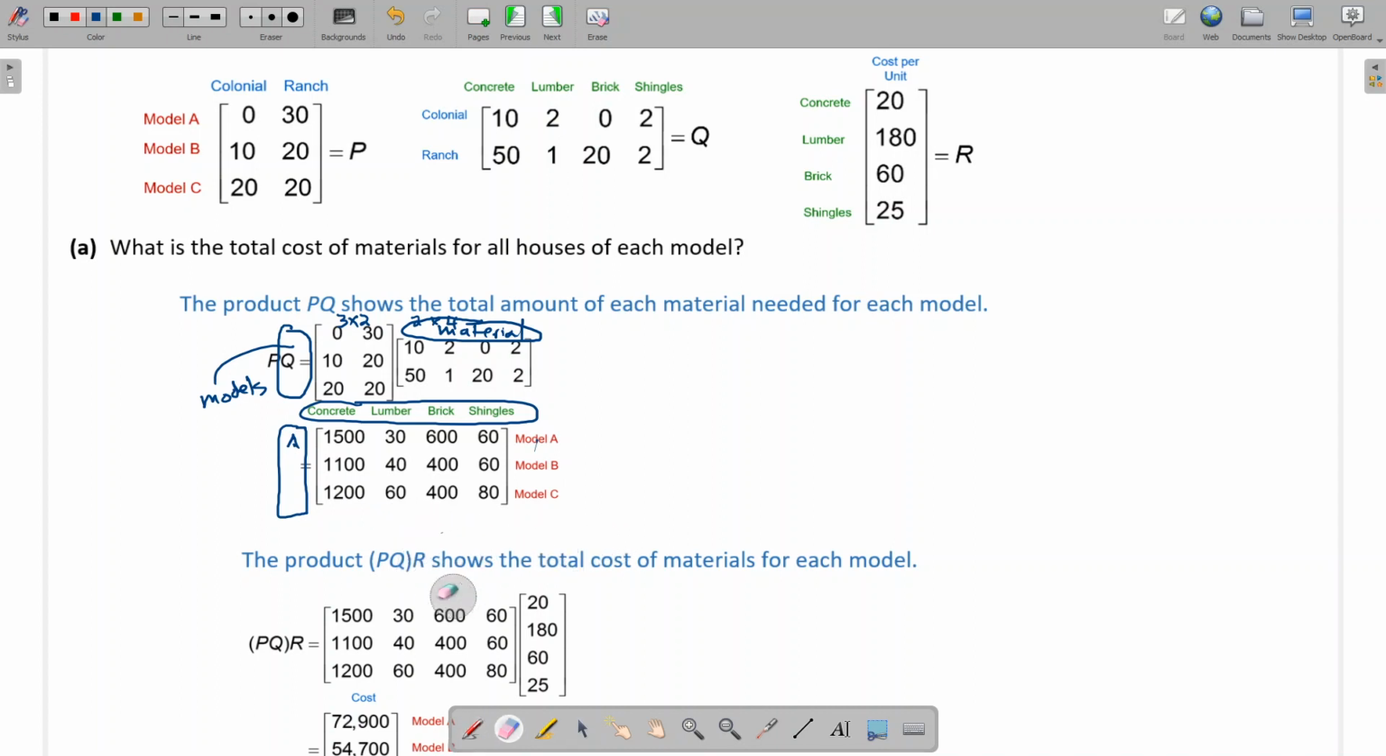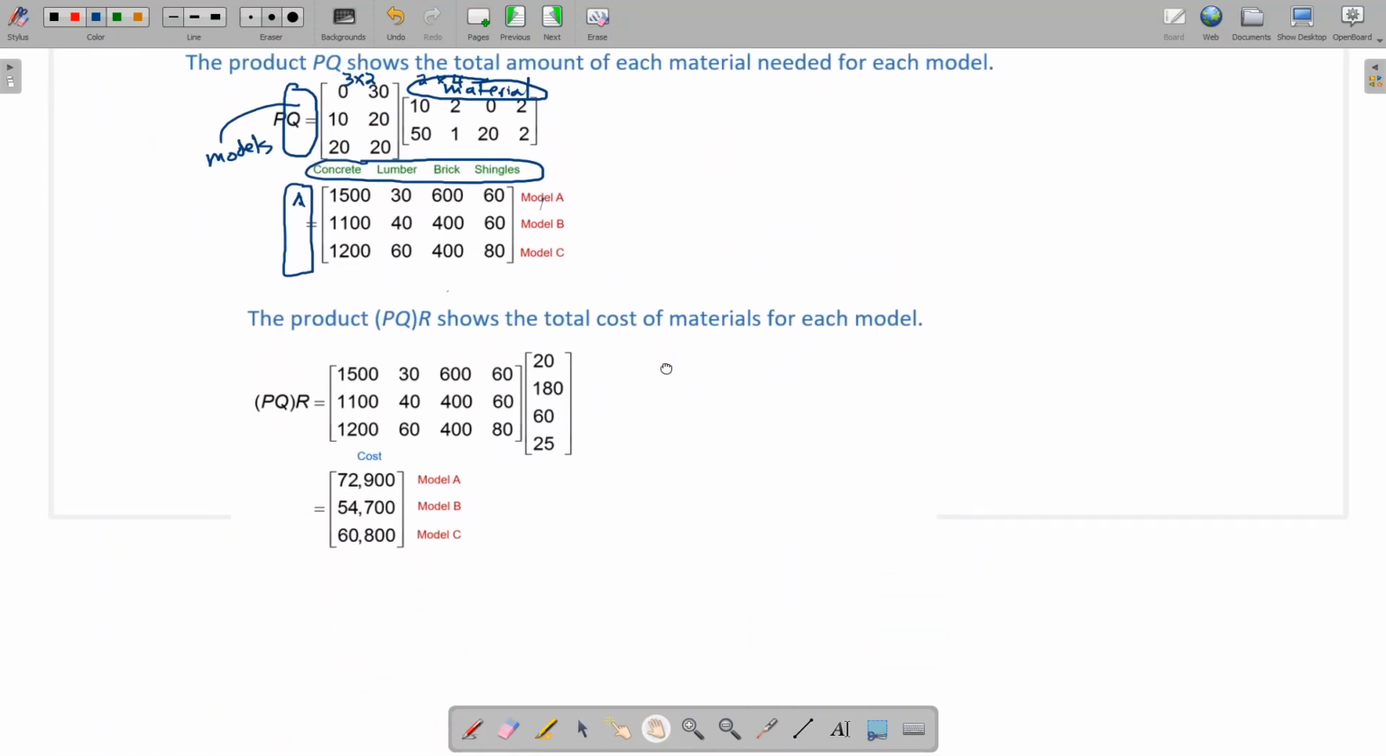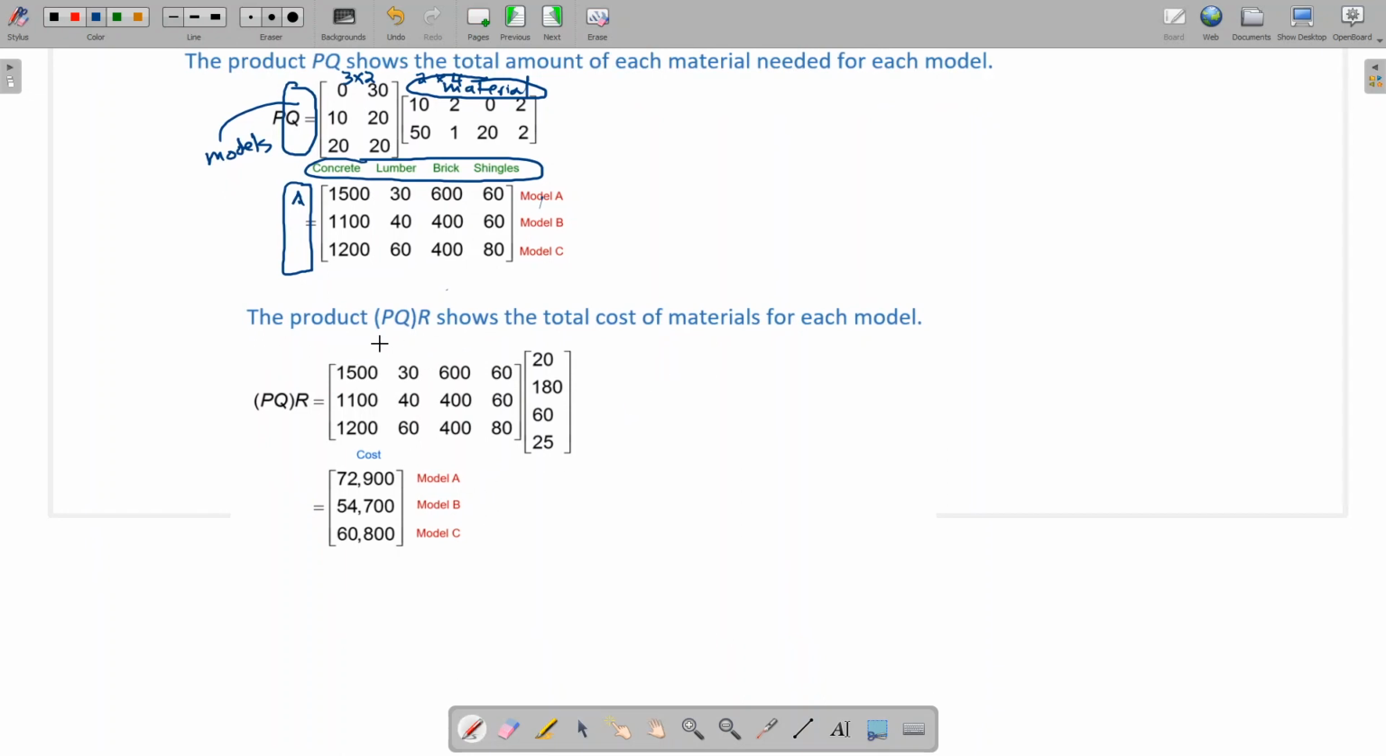So that's where we're going to take this new matrix that we have and multiply it by the cost matrix that you see over there. So again, I've already done that. So also notice, let's look at the dimensions again. This is a 3 by 4, and this is a 4 by 1, 4 rows, 1 column. So the resulting matrix out of this has to be a 3 by 1, which you can see we get here.